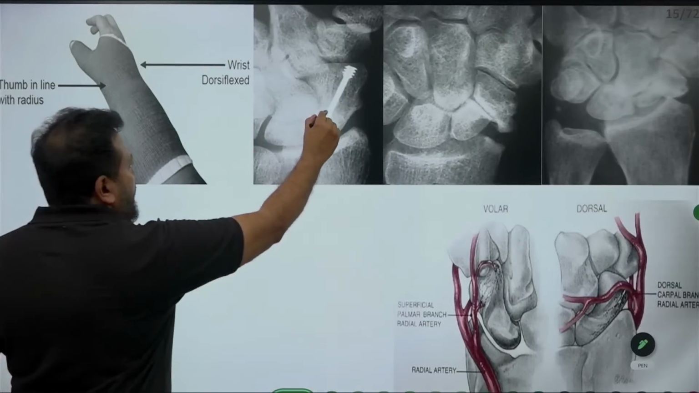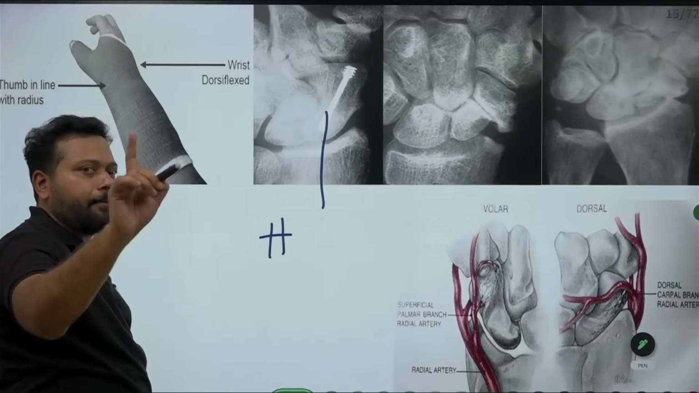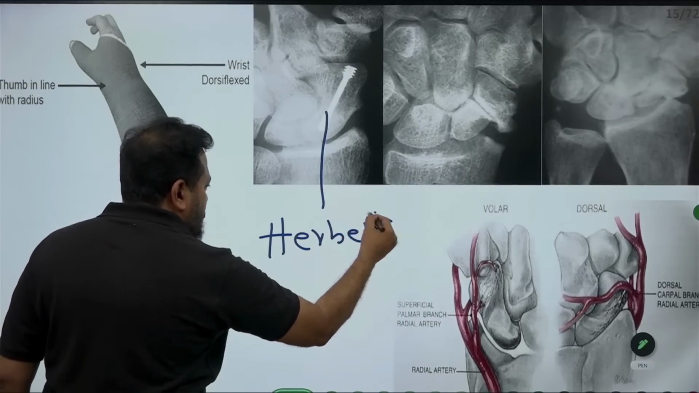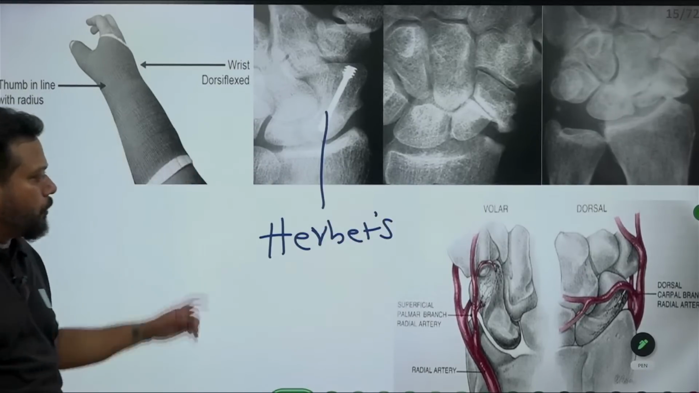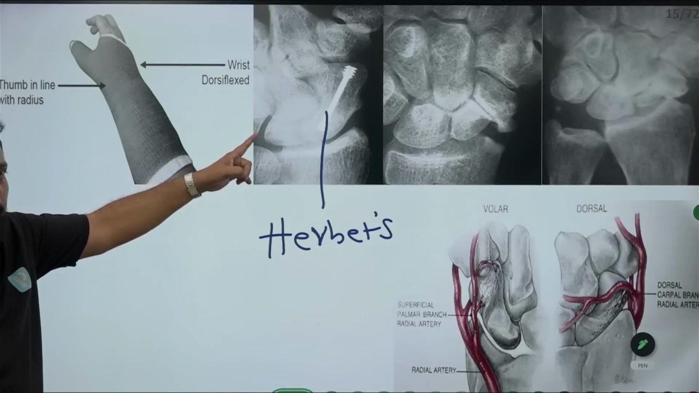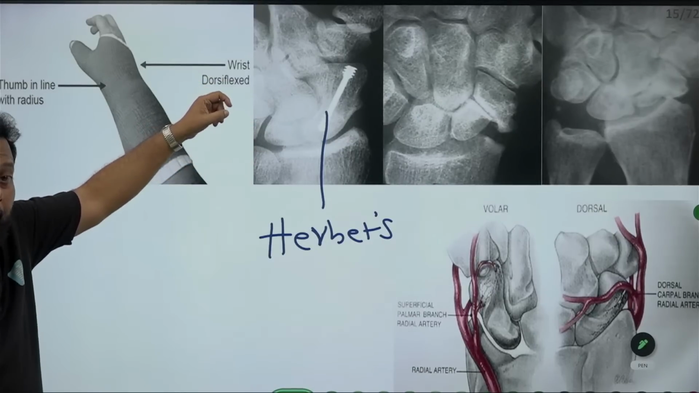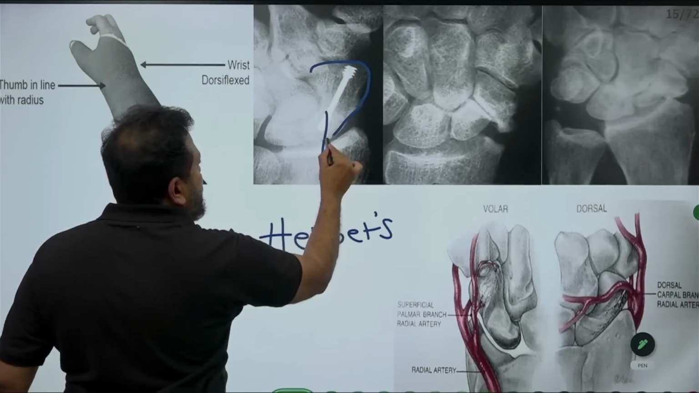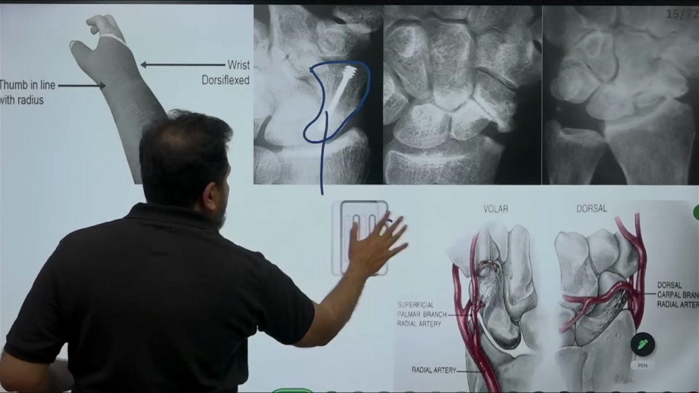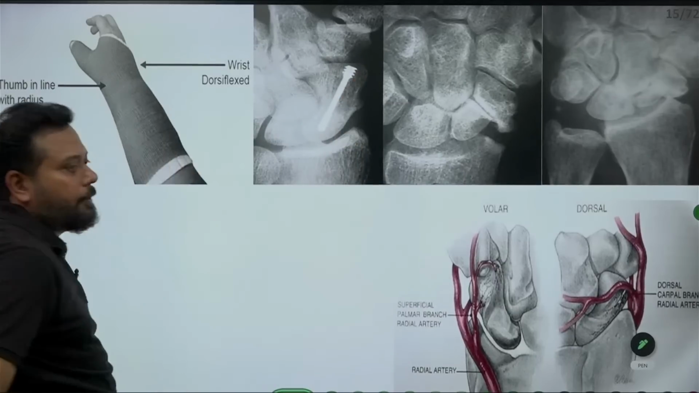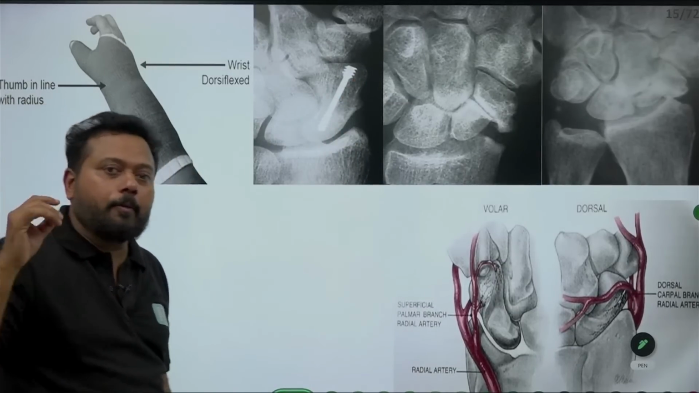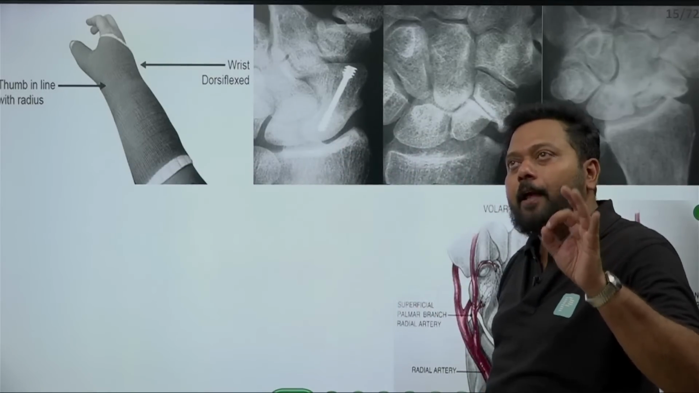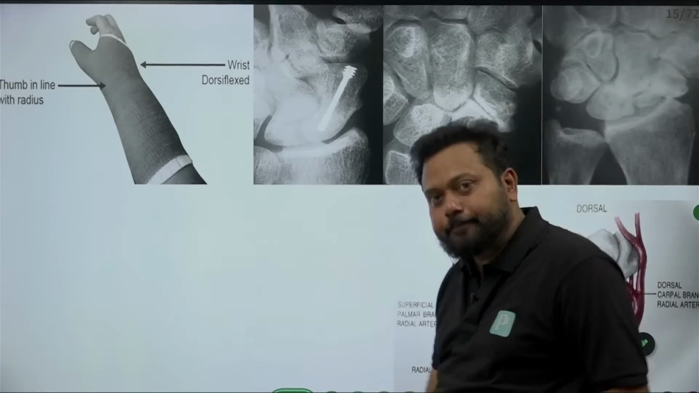And this screw is called Herbert screw. A one lakh times repeated NEET entrance question. Herbert screw, H-E-R-B-E-R-T. Herbert screw is a headless screw. Why? Because if there is no head, you can bury it inside the bone. So you see, scaphoid is here, and the screw is buried inside that. So no need to remove the screw, and you are not supposed to remove the implant. So for a displaced scaphoid fracture, Herbert screw fixation is the treatment of choice.